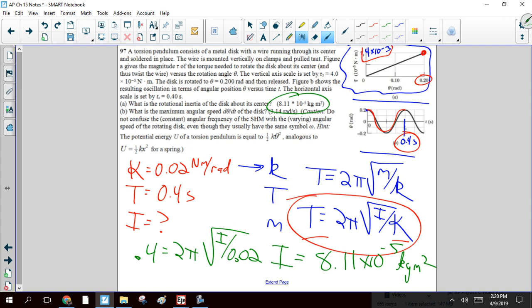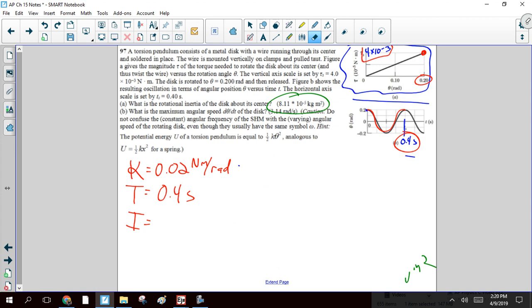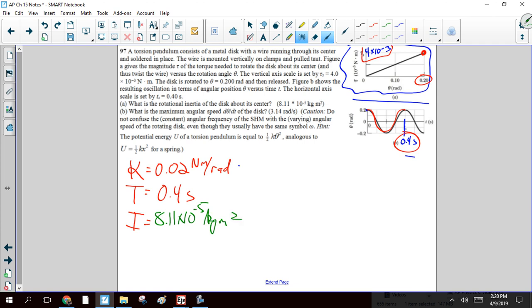All right. So let's clear up the board a little bit and write down what we just learned there. We just found our I, and we got 8.11 times 10 to the negative fifth kilogram meters squared. Then B says, what is the maximum angular speed, d theta dt, of the disk? To be clear, this is what we usually would have called omega. It's your angular velocity. But remember, we're not using omega for angular velocity anymore. Omega is now angular frequency. So we're looking for d theta dt.